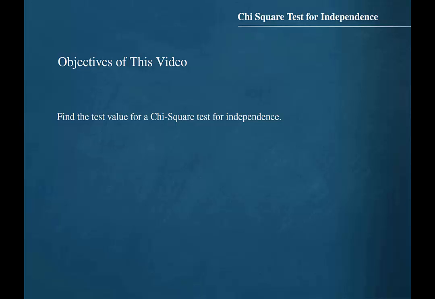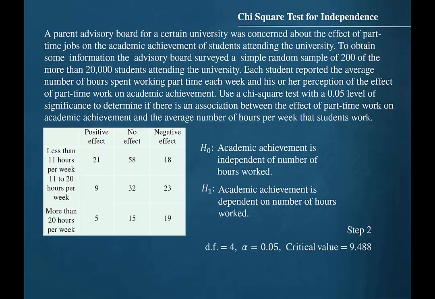The objective for this video is to learn how to find the test value for a chi-square test for independence. In a previous video, we learned how to find the critical value for a chi-square test for independence, where we were testing whether academic achievement is independent of number of hours spent weekly working part-time. If our calculated chi-square test value is greater than this critical value of 9.488, we should reject the null hypothesis.